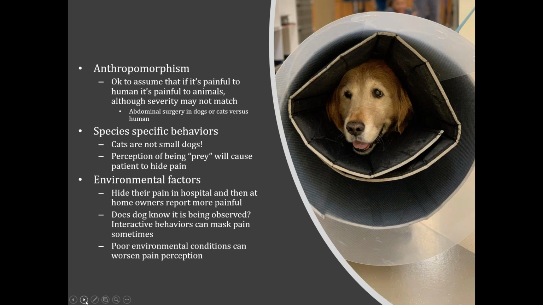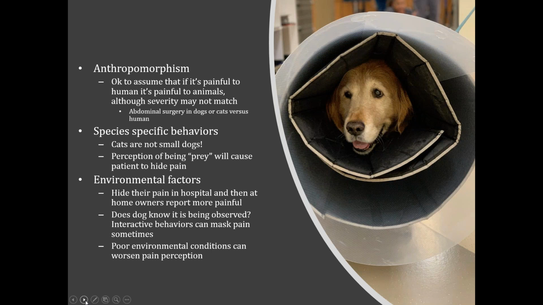Species-specific behaviors: cats are not small dogs, so the pain behaviors are very different, and you'll see that on some of these scoring sheets. If the species you're working with perceives itself to be prey, then it's more likely to hide its pain. Sometimes that's the case with the more feral dogs or cats, because they're more nervous. Patients that tend to hide in the corners anyway are more likely to hide their pain.